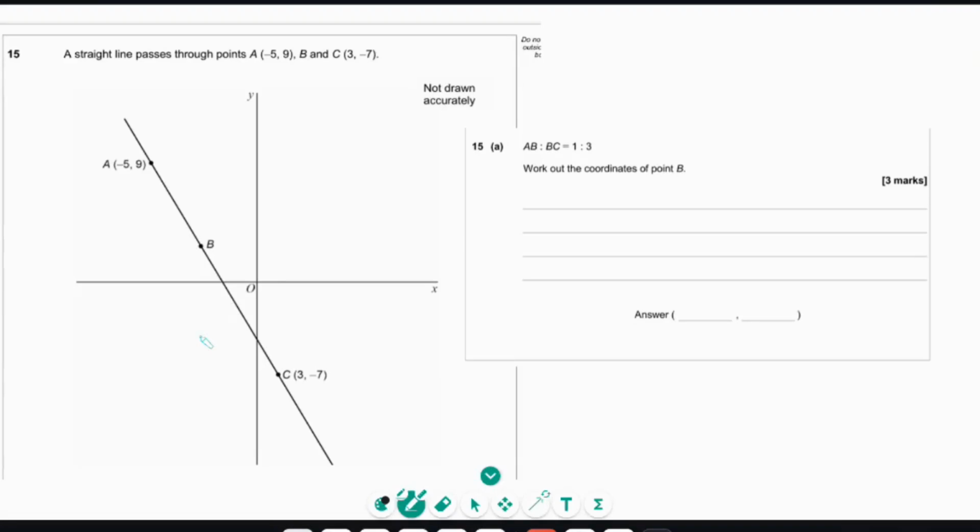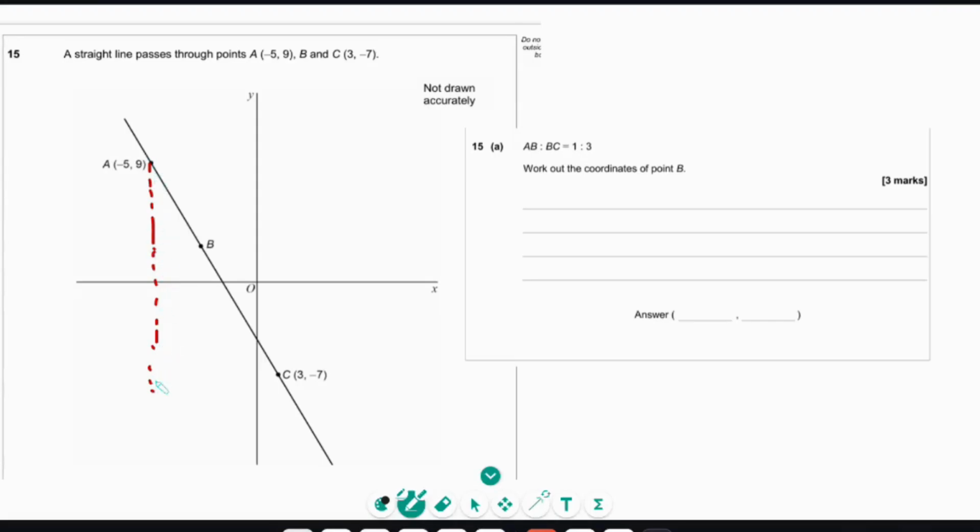Question 15. A straight line passes through points A (-5, 9), B and C (3, -7). We're told that AB to BC is 1 to 3. So the distance from B to C is 3 times the distance from A to B. That works on the diagonal, but you can use that same ratio for the vertical distance and the horizontal distance. So the vertical distance from B to C is 3 times the vertical distance from A to B.